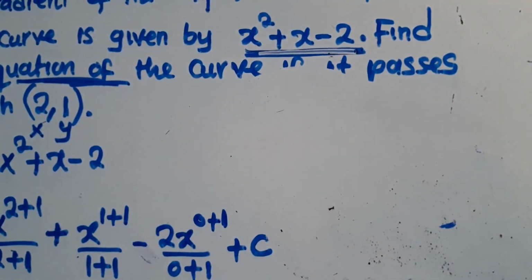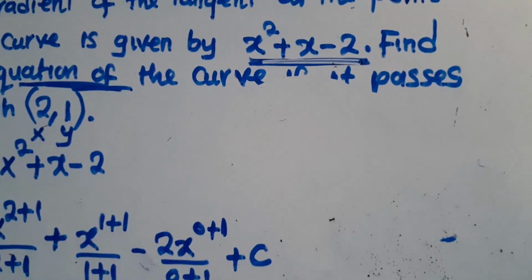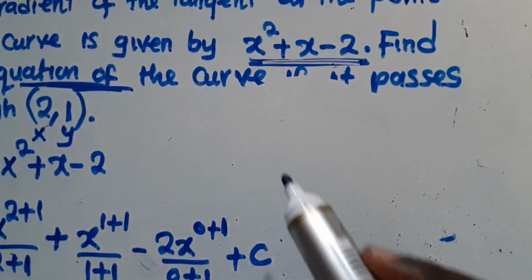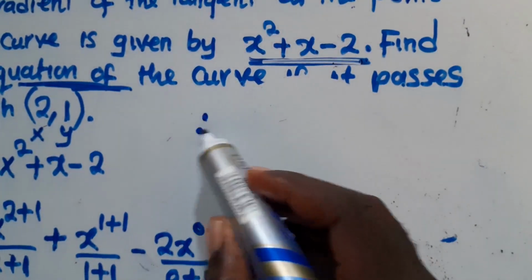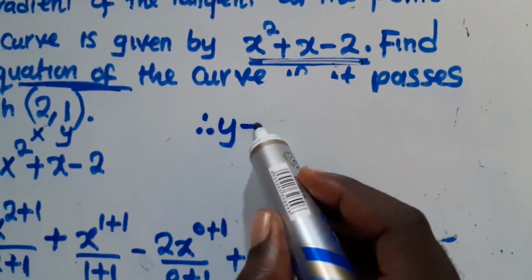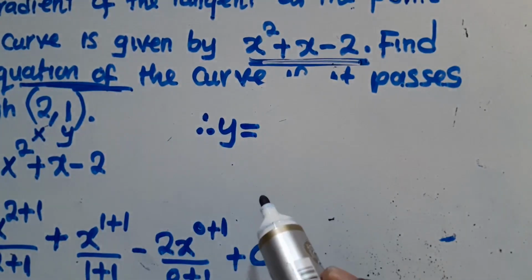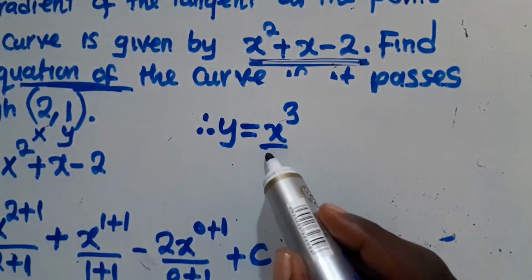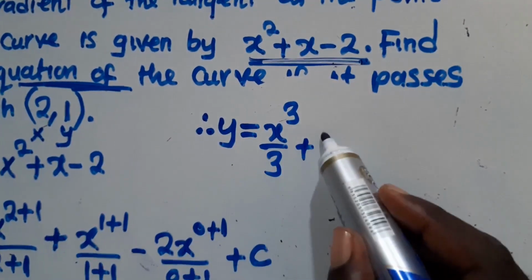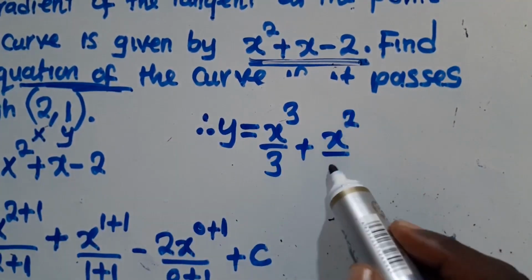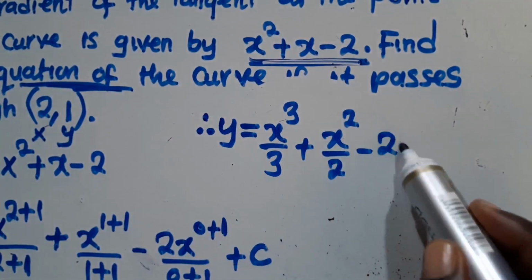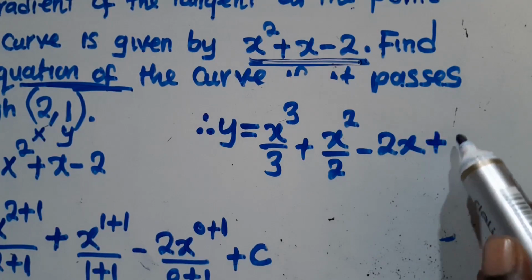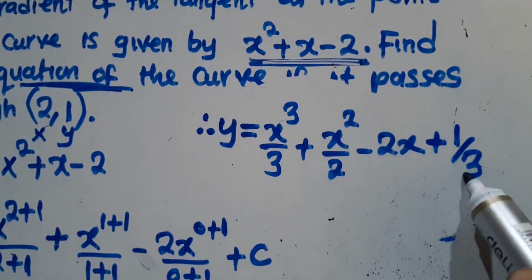When we are writing mathematics, we need to know how to conclude. We need to be concluding nicely. This is what you're going to say. Therefore, y is equal to x power 3 over 3 plus x squared over 2 minus 2x. Am I going to say plus c? No, I know the value of c, which is 1 over 3.